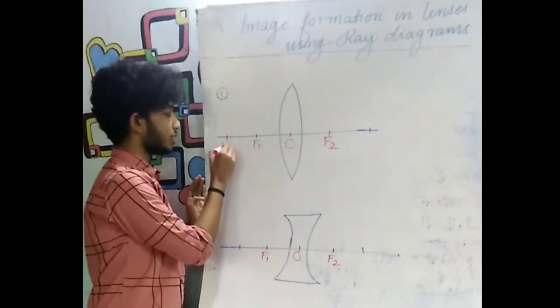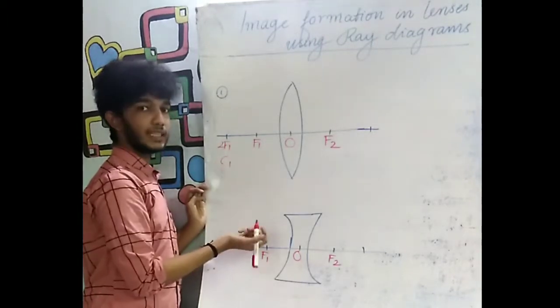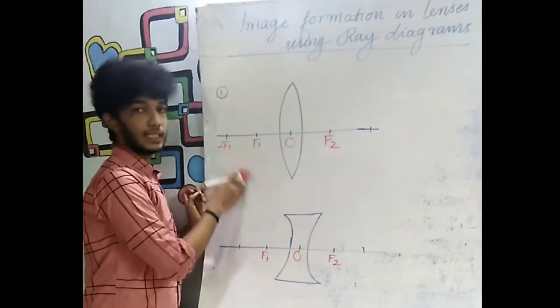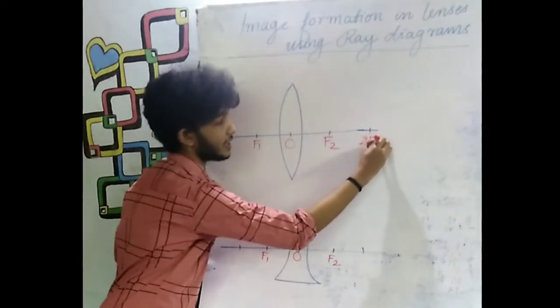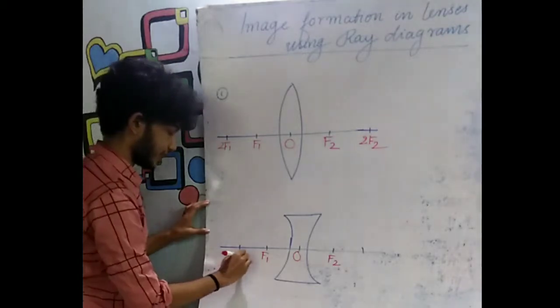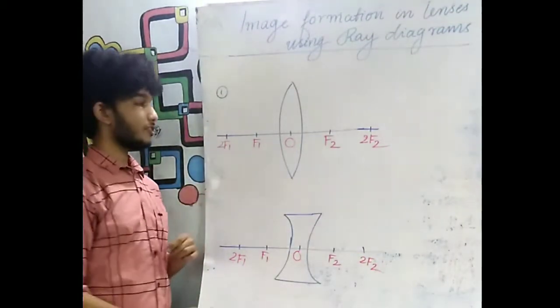So shall we represent it as 2F1? 2F1 is nothing but C1. So we are representing it as 2F1, and here we are having it as 2F2. 2F1 and 2F2. Now let us discuss the first rule.